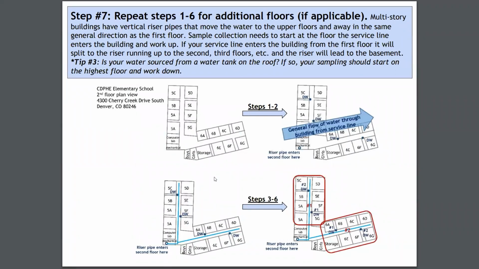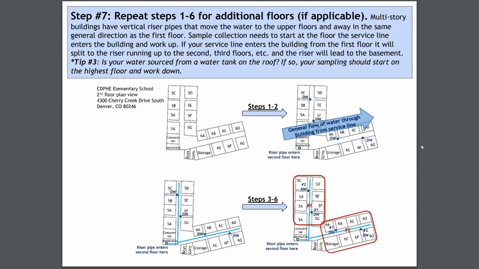You'll repeat these steps for any additional floors that you may have. In general, that flow will be the same for whichever floor you're on. And keep in mind there are riser pipes that will take water up through the floors or down to the basement. We just want to make sure we start sampling on the floor that has the service line entering it, and then work up if you have floors above that, and then work down.